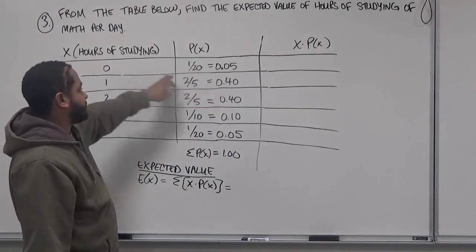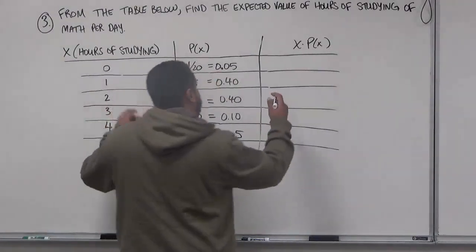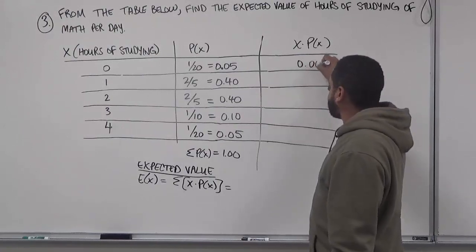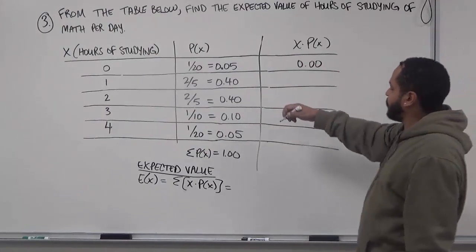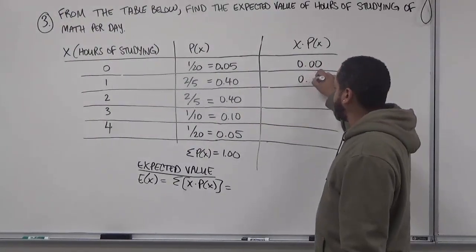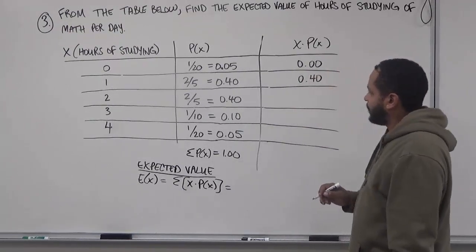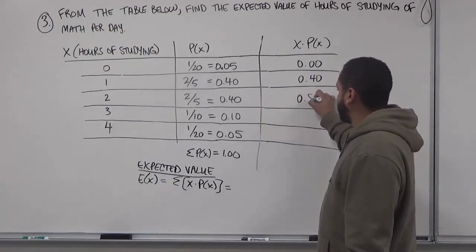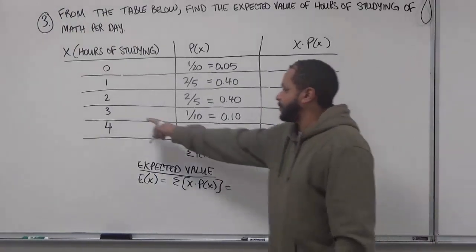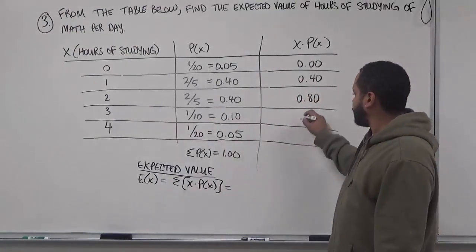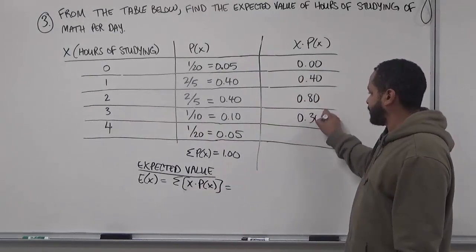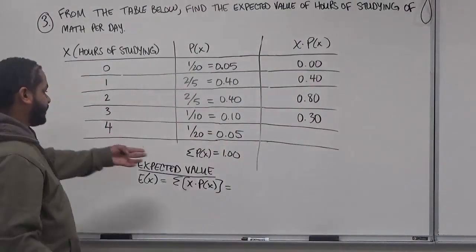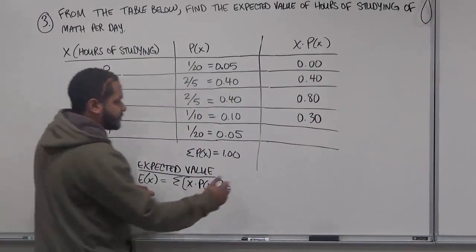So we do 0 times 0.05. Again, use your calculators when making these calculations. And we get 0.00 here. 1 times 0.40 is just 0.40. The next one we have 2 times 0.40, and that's 0.80. Then we're doing 3 times 0.10, which gives us 0.30. And finally 4 times 0.05. That's the same as 4 nickels, right? So that's 20 cents.